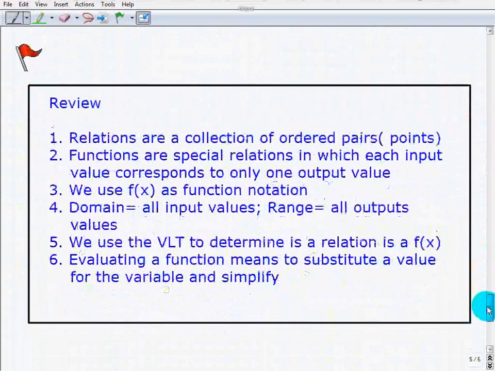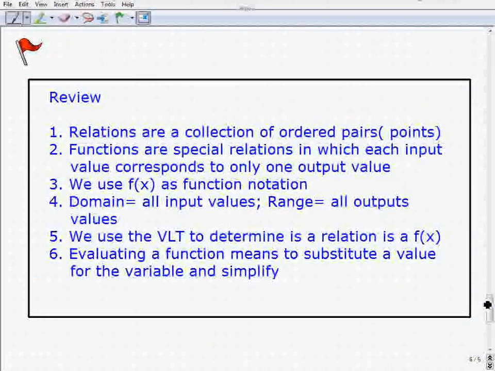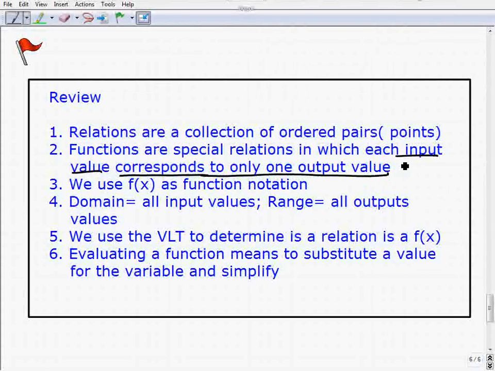Alright, so let's go ahead and wrap it up. In review, relations are a collection of ordered pairs. They're just simply a collection of points. Functions are a special type of relation. And what makes a function special is that each input value, those are the x values that we talked about, corresponds or points to only one output value. Those are the y's. So each x points to only one y.